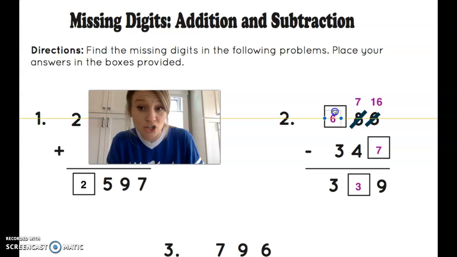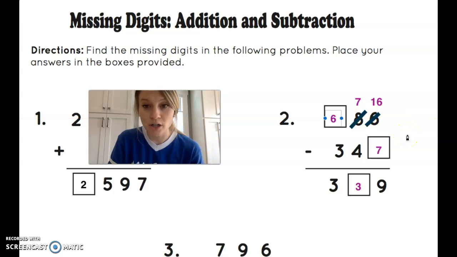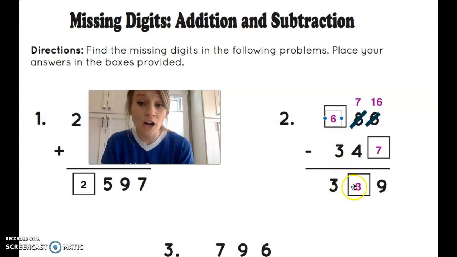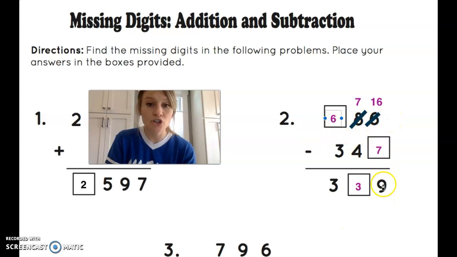Now, I always like to check my work for these just to make sure. So let's try it. 339 plus 347, and I have to get 686. So that's how you can check your work to make sure you got the right answer, because remember, all of these have to work together.